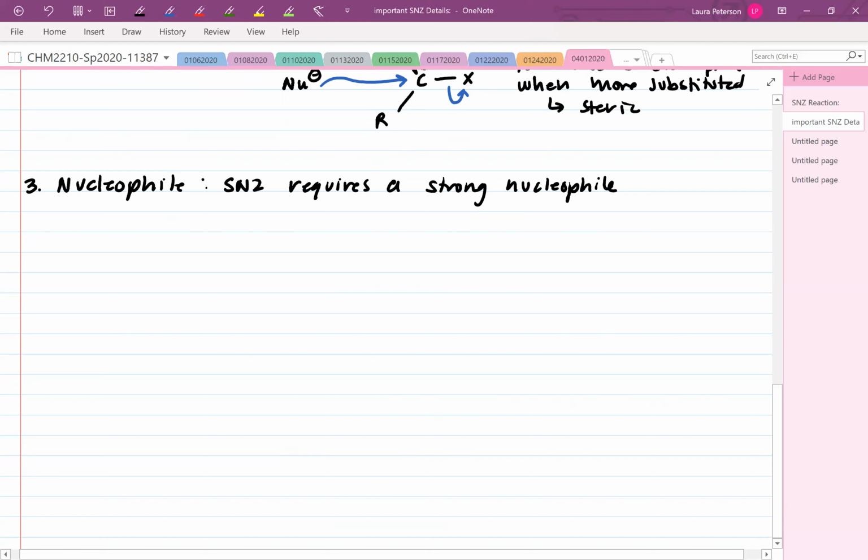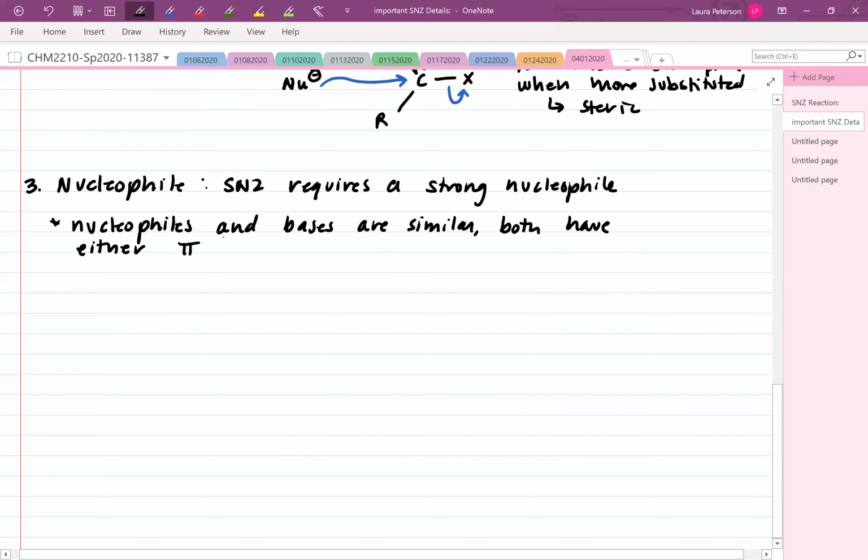Okay, so the first thing I want to say before we actually look at any of the trends is that nucleophiles and bases are very similar. They're both examples of Lewis bases. They have a pair of electrons to give. So nucleophiles and bases are similar. They both have either a pi bond or a lone pair, and that's the pair of electrons that's going to do the attacking.